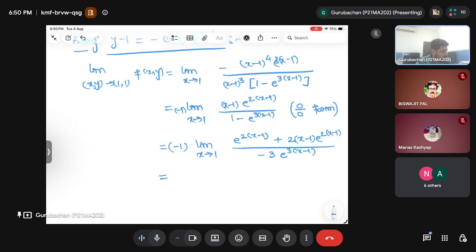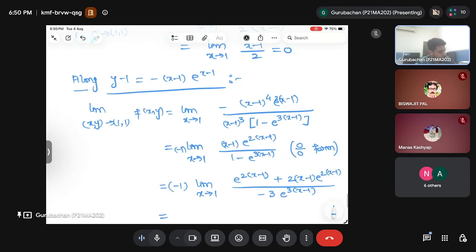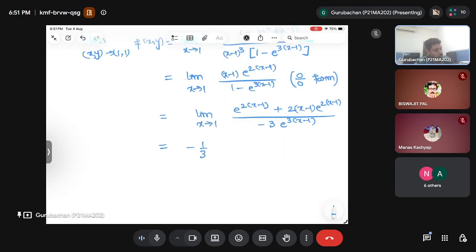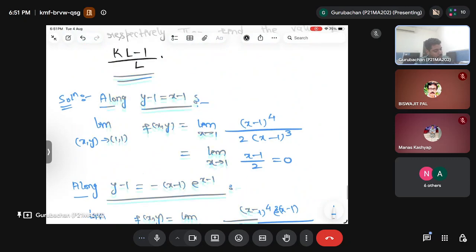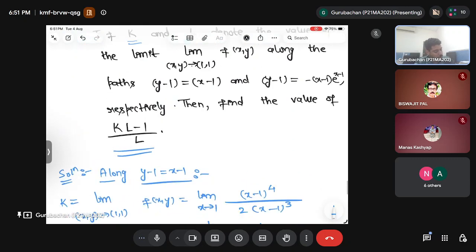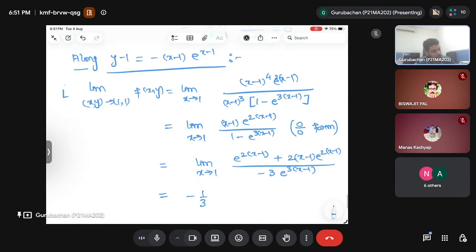Did I make a mistake of minus 1 here? Here it should not be minus. So from here you will get minus 1 by 3. So obviously now you know the value of k, you know the value of L. So this was your k and this is your L.